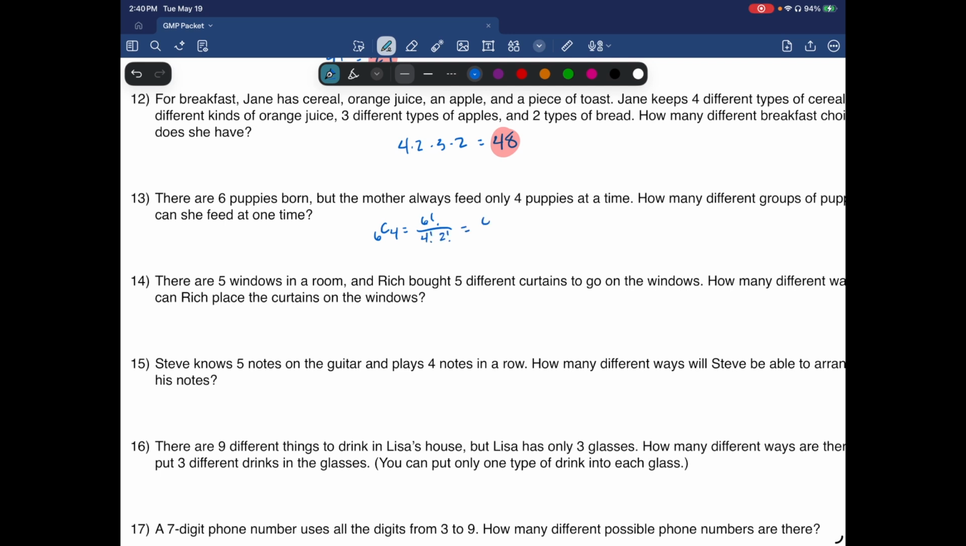So it's 6 times 5 times 4 times 3 times 2 times 1 over 4 times 3 times 2 times 1 times 2 times 1. All right. 4s go away, 3s, 2s, 1s, and then 2. That leaves me with 30 over 2, which is 15.